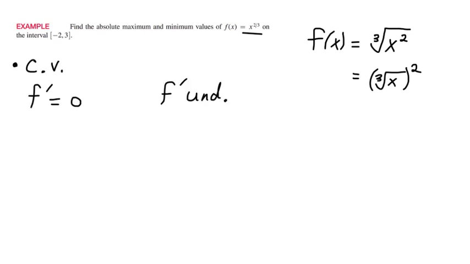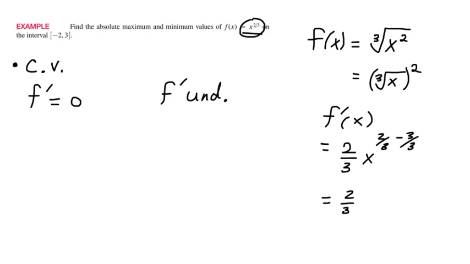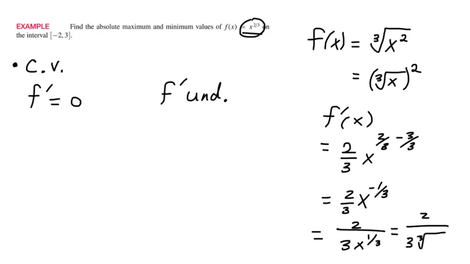Then our critical values, again, we set our derivative equal to 0 or check when it's undefined. So let's find our first derivative of this function, and I'm going to put it back in rational exponent form. It's easier to find the derivative using the power rule. So we'll bring down our 2/3 power and then subtract 1 from that exponent, and we'll get that the derivative is 2/3 times x to the -1/3. We can rewrite that with a positive exponent if we put x in the denominator, and we can even put it back in radical form for the purposes of evaluating our function in just a moment.